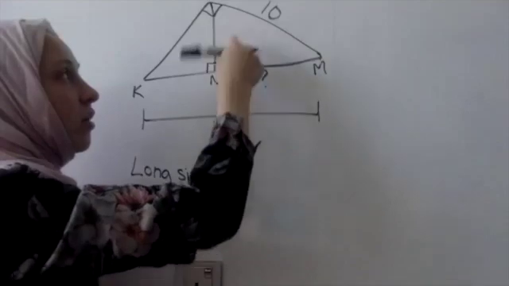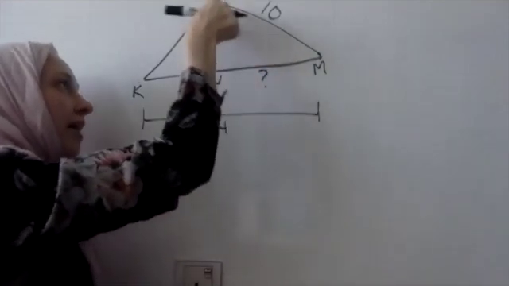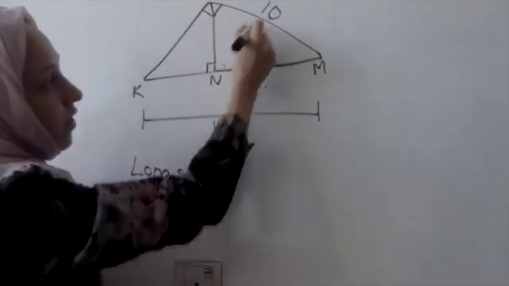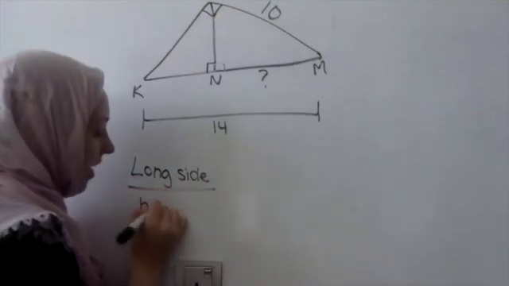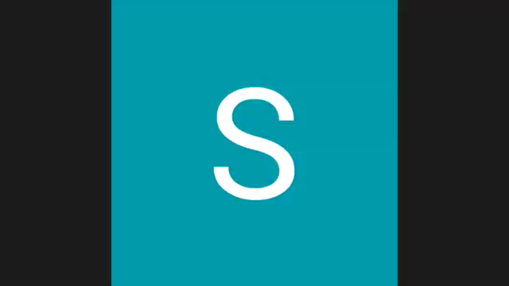And then here's my triangle. What is the other side that I know of this triangle? I know my hypotenuse, because it's across from my 90-degree angle. So I know my long side and I know my hypotenuse. Is it always long side above the hypotenuse?